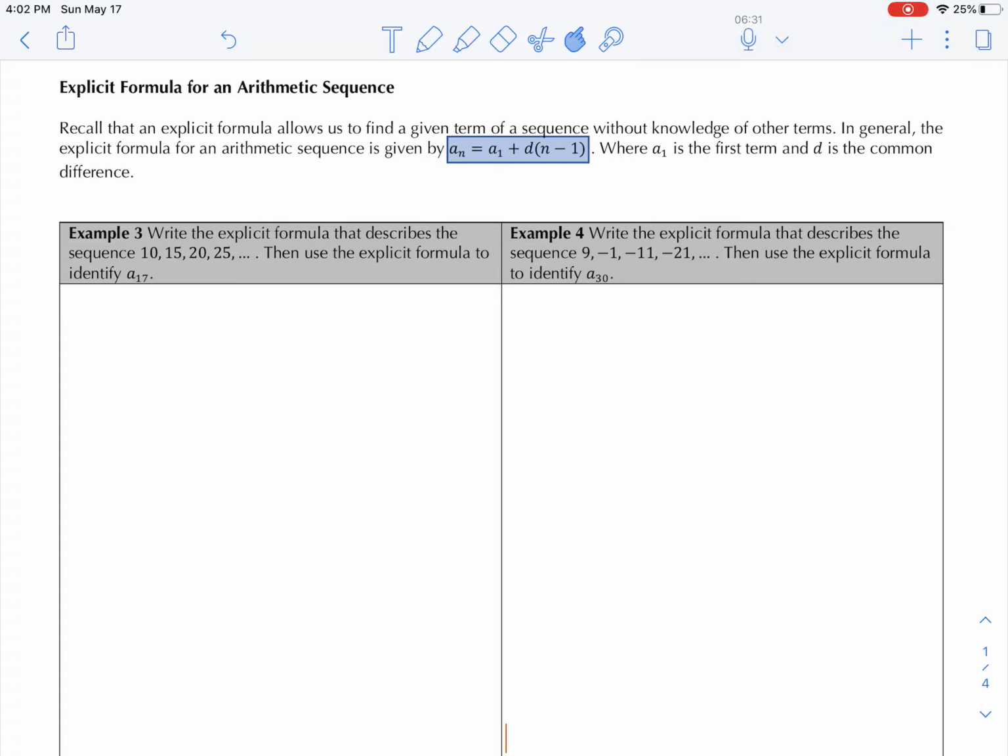All right, so here we're going to revisit this idea of an explicit formula, but it's going to be specifically applied to arithmetic sequences. If you'll remember from last week, an explicit formula allows us to find a given term of a sequence without knowledge of any other terms.